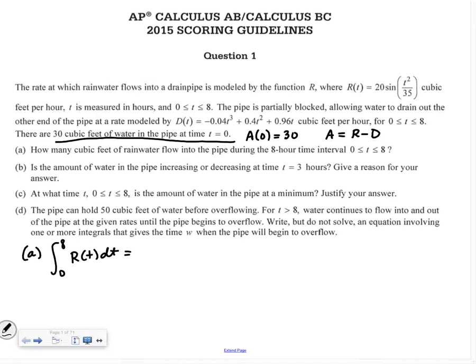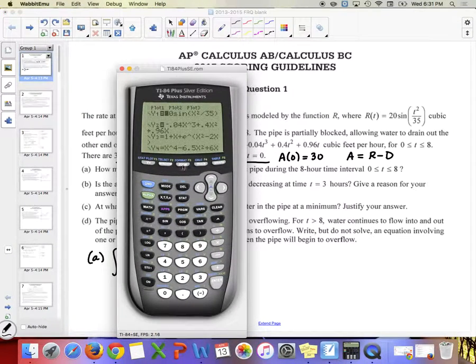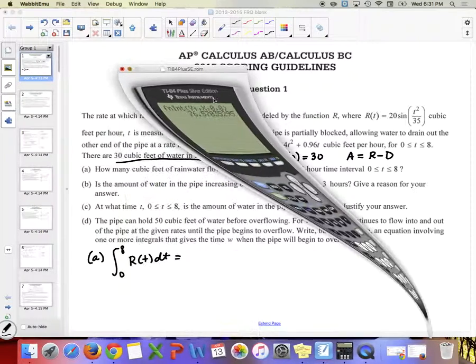Now I've already put this into my graphing calculator under y1. So I'm going to integrate y1. I'm going to do math, 9, vars, y vars, function y1. And I'm going to integrate that from x equals 0 to x equals 8, or in this case, t equals 0 to 8, right? And I hit enter, and I get 76.570. All right, so that is my answer.